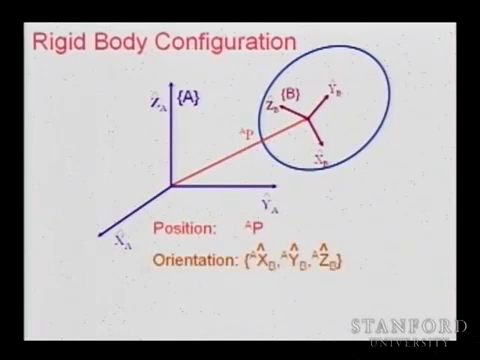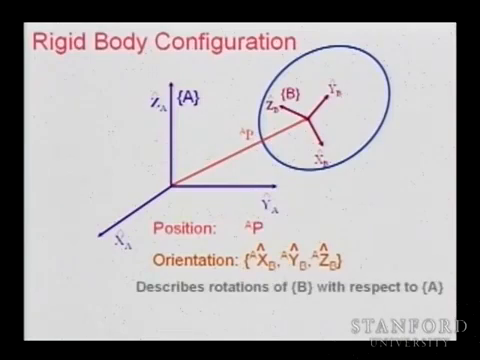The orientation of the frame is these vectors xb, yb, and zb. These vectors can have descriptions in different frames. Now we are describing them in frame A, so xb in A, and this is the notation. We denote xb, and here we put A to say these are the coordinates of xb in frame A. So these vectors are going to describe the rotations of B with respect to frame A if it moves.